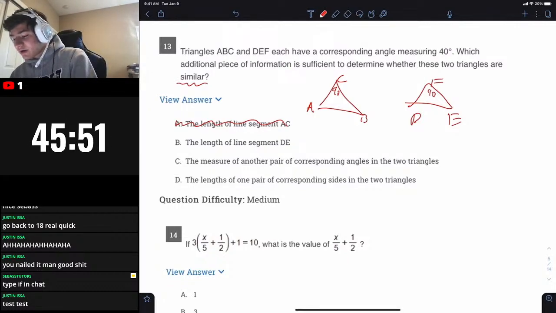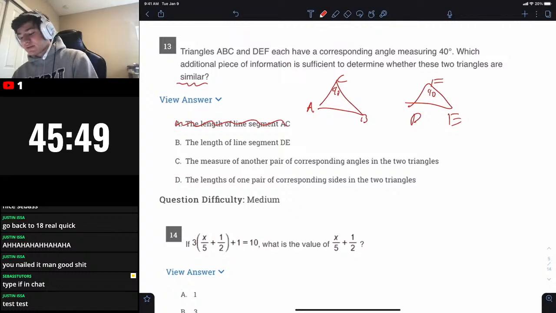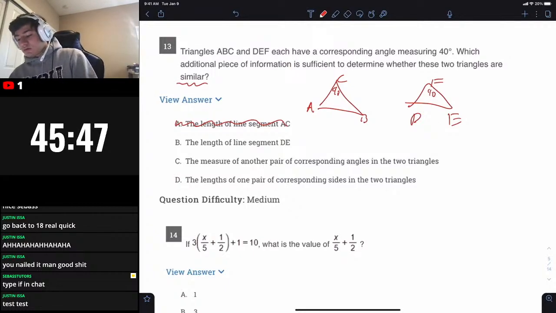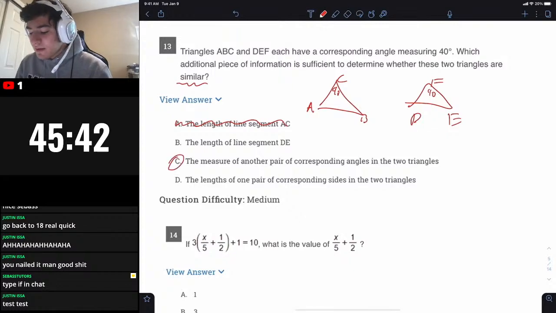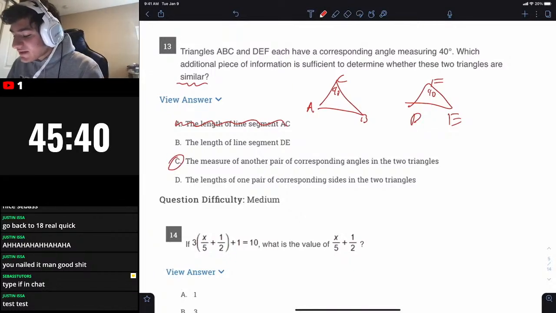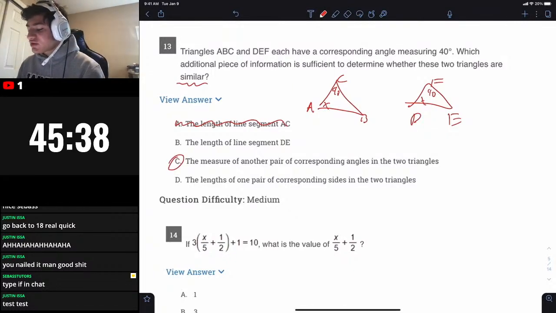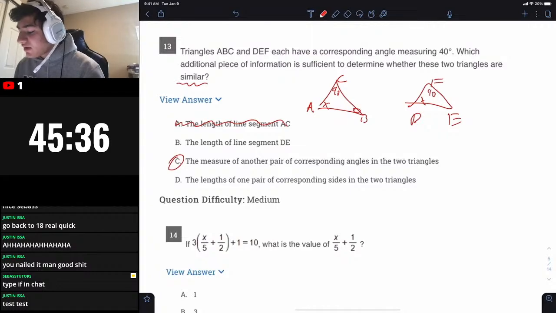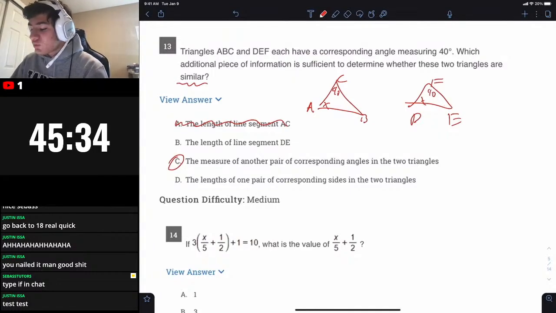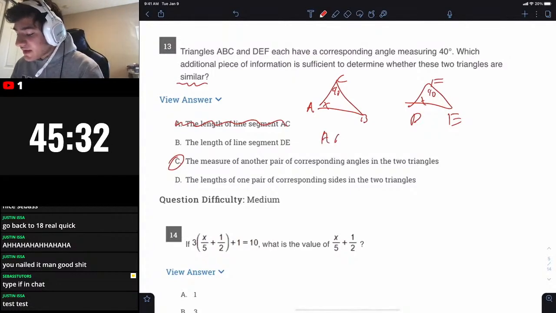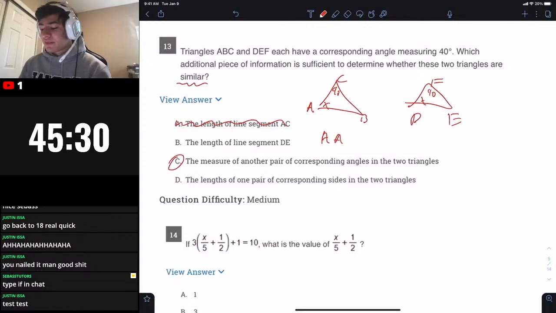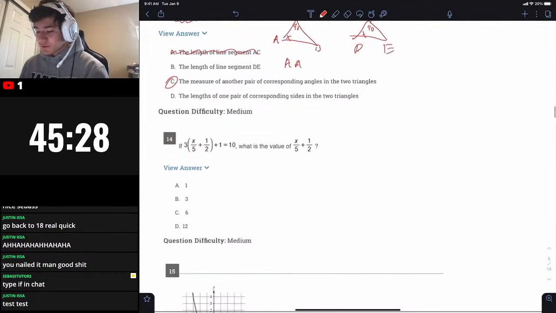The measure of another pair of corresponding angles, or the lengths of one pair. Yep, it's going to be C, because what they're saying is, let's say we had X and X, now we could say that these triangles are similar, because then this angle would also be the same, because both add up to 180, and there's such a thing as angle-angle similarity. That's a known theorem in geometry proofs.